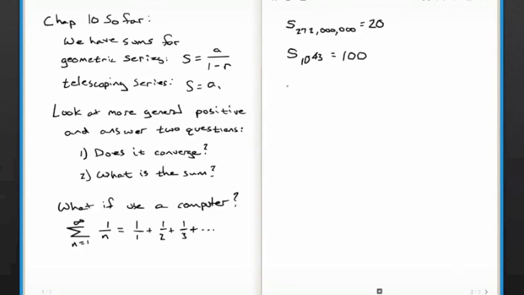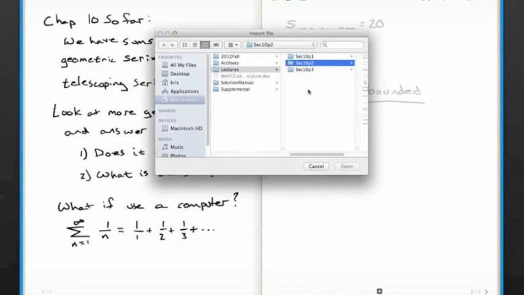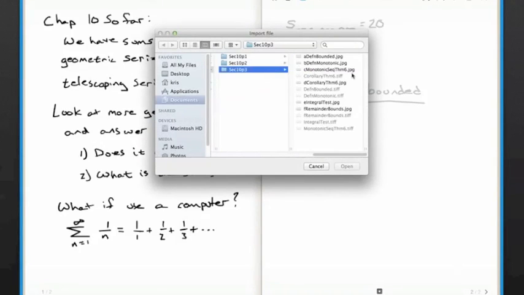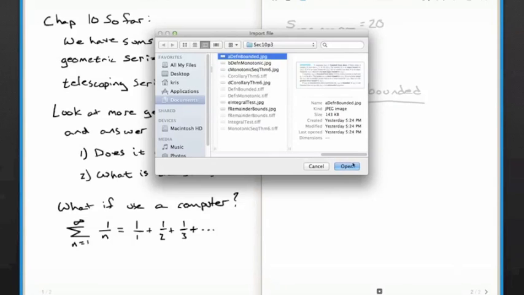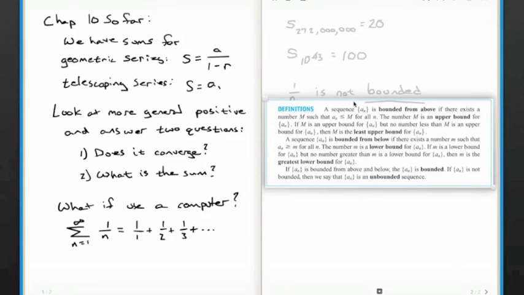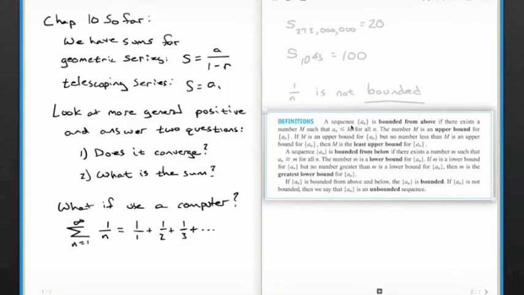And that is because in this particular case, 1 over n is not what we call bounded. These things have to be bounded in order for the sum to exist. So let's take a look at a definition of bounded. We always like to have definitions to stick in here.